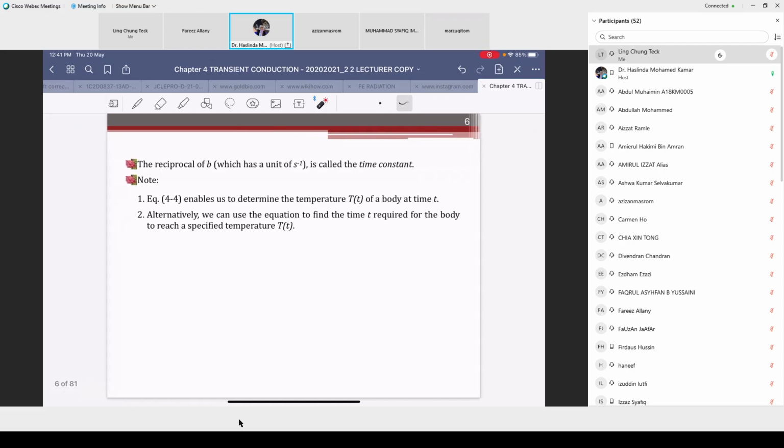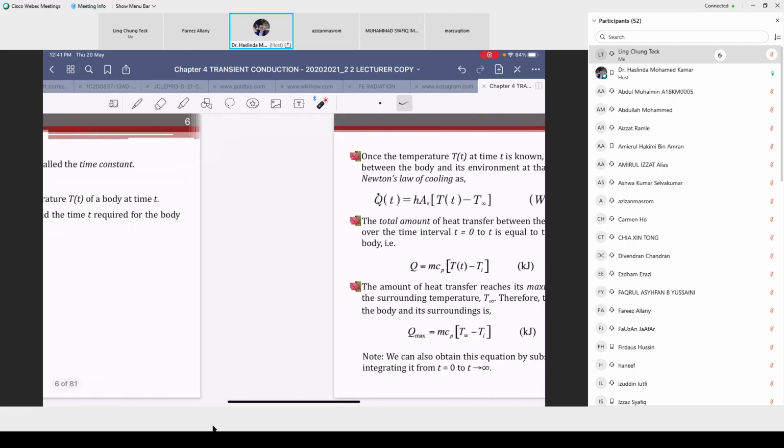So now, this B here is actually the constant, the time constant. Sometimes I just call it the constant. It is called the time constant because the unit is 1 per second.